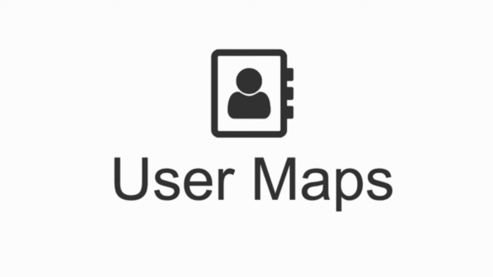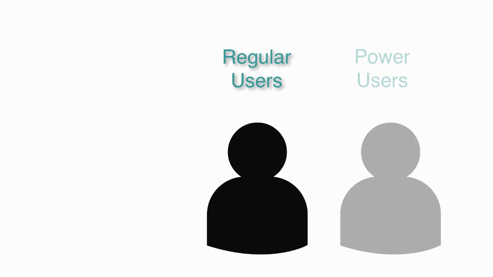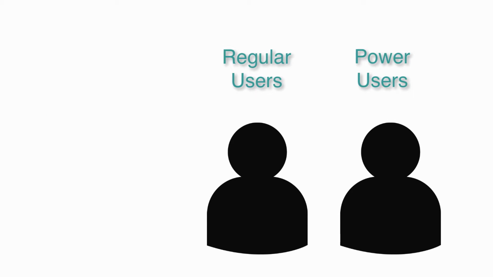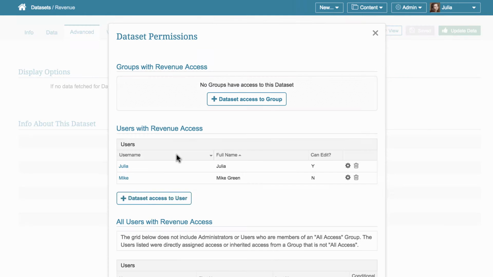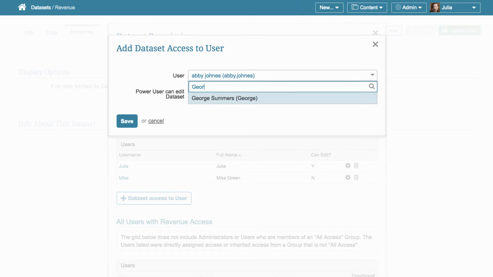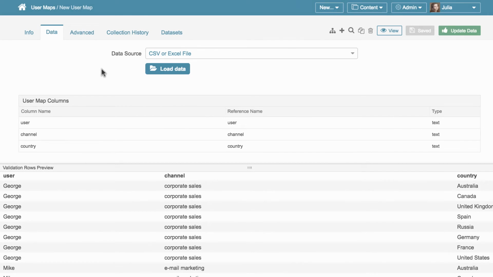We have also provided a feature for the security of your data. While administrators have access permissions to all data in datasets, regular and power users can have their access restricted by applying a user map. For example, here's George. You may grant George permission to access this dataset, but you don't want him to access all data there. What you do is, you include George into the user map and define that he can see information about, let's say, corporate sales only.